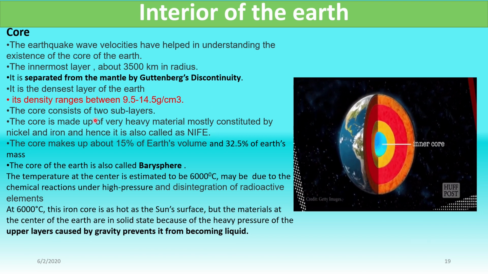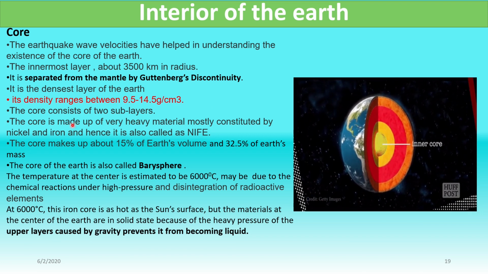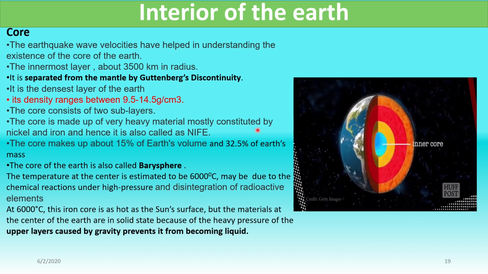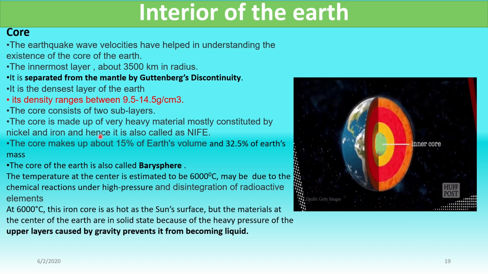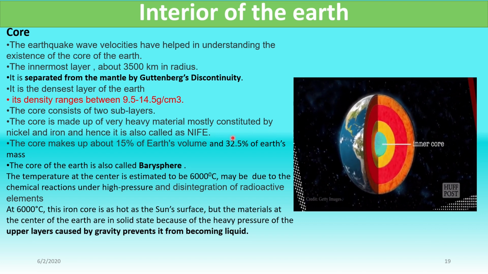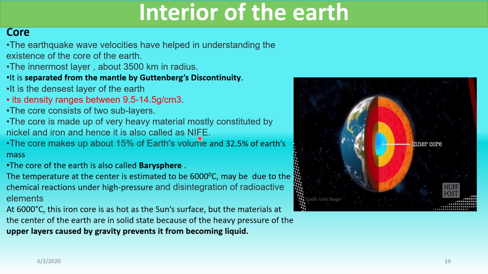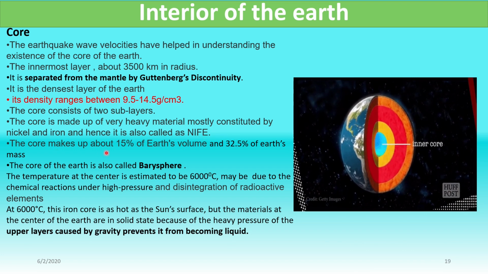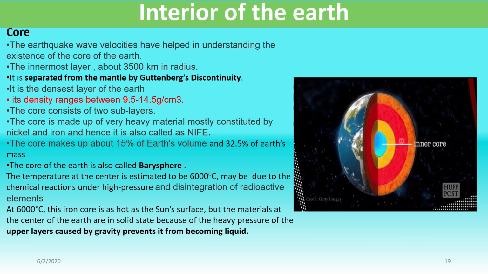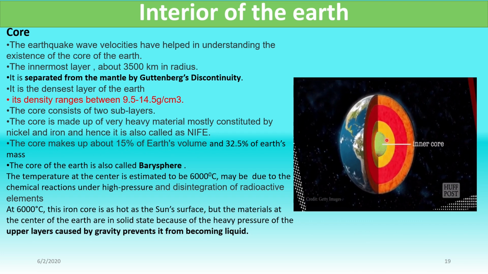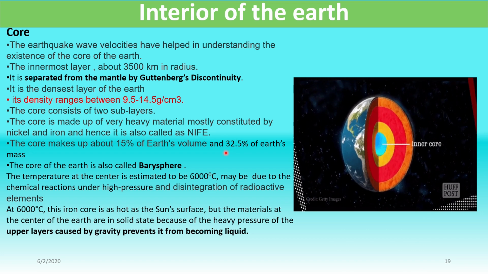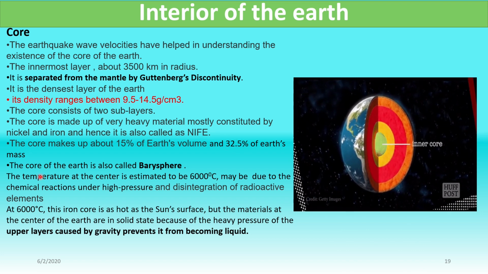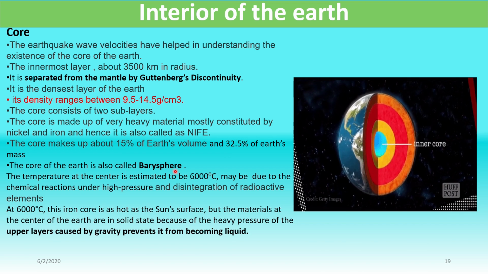The core consists of two sublayers. It is made up of very heavy material, mostly constituted by nickel and iron, and hence it is also known as Ni-Fe. Ni for nickel, Fe for ferrous, that is iron. The core makes up about 15% of the Earth's volume and 32.5% of Earth's mass. The core of the Earth is also called barysphere.